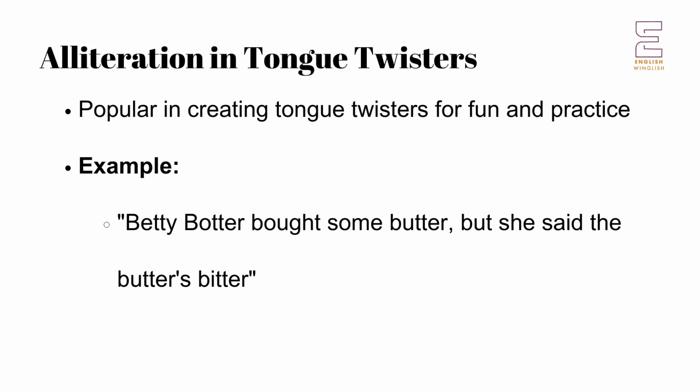Alliteration in tongue twisters. Tongue twisters are another domain where alliteration shines. They are designed to challenge and entertain through repetitive sounds. A classic example is "Betty Botter bought some butter, but she said the butter's bitter." The repeated B sounds create a rhythmic challenge, making it both a fun exercise and a tool for language practice.